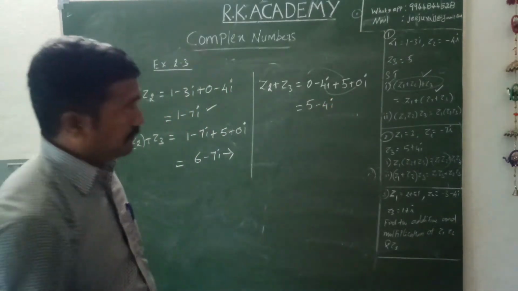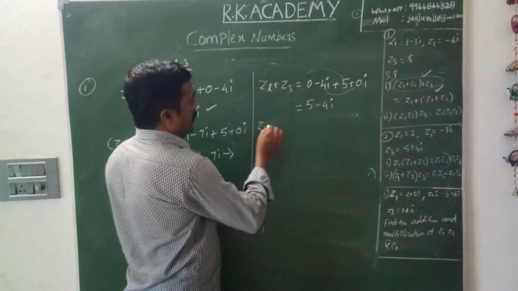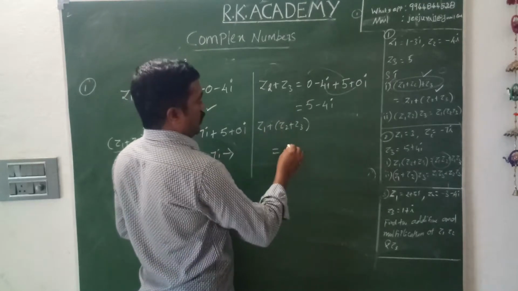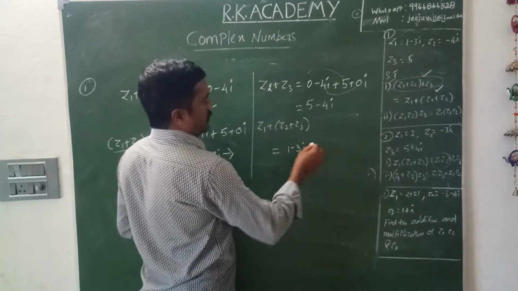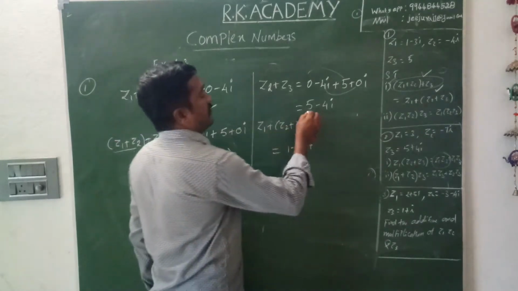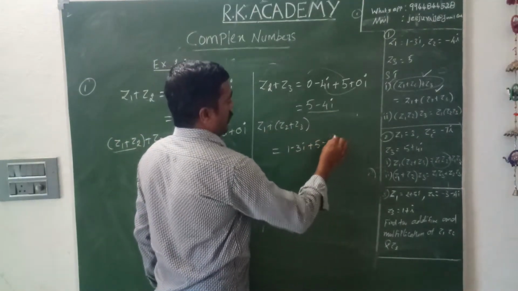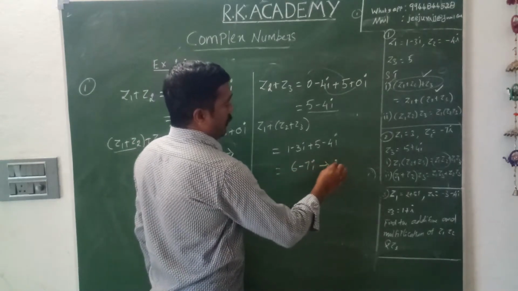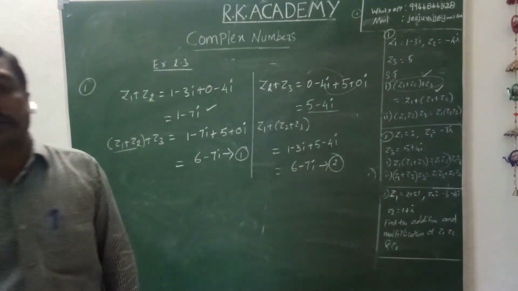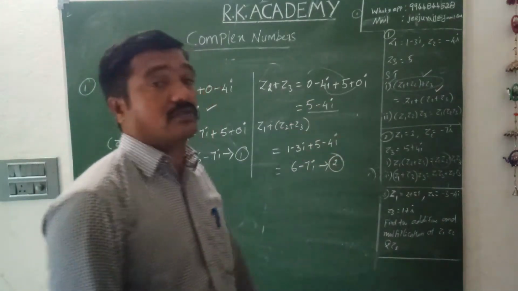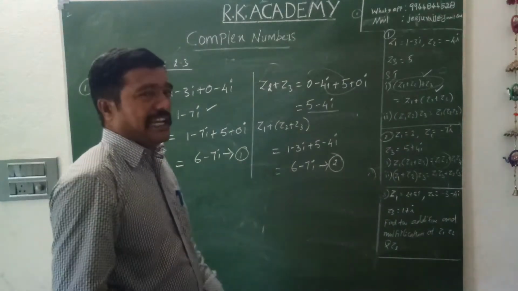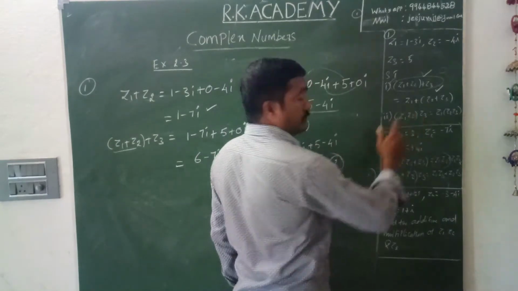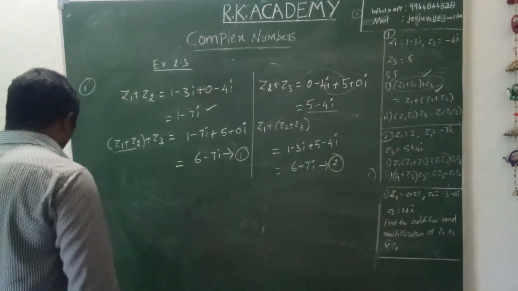So what about the next one? Z1 plus Z2 plus Z3. What about Z1? 1 minus 3i plus, what about Z2 plus Z3? You know that, 5 minus 4i. What will happen? 6 minus 7i. From 1 and 2, both are equal. So the associative property is proved for addition. In that same manner, we can prove the associative property of multiplication. Just you try that. Okay.